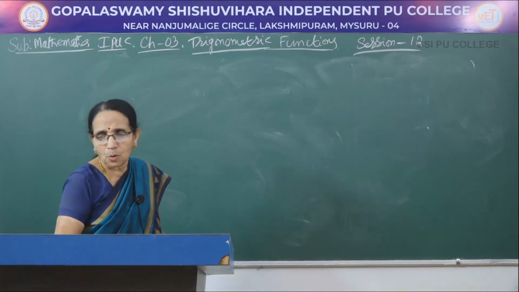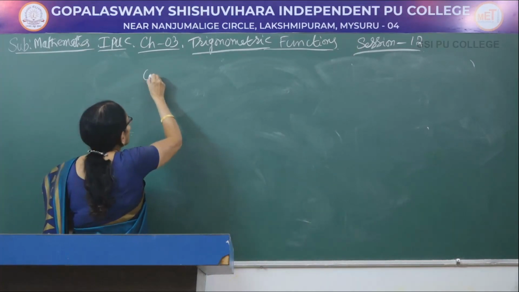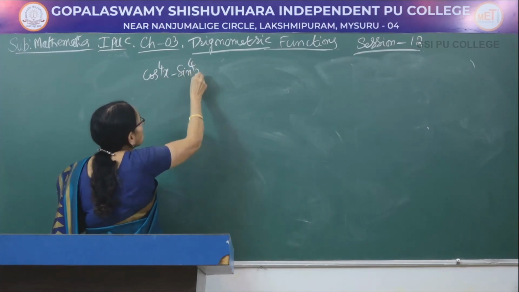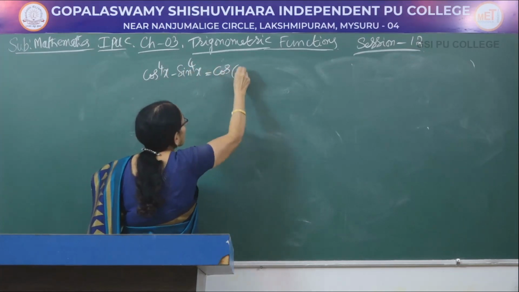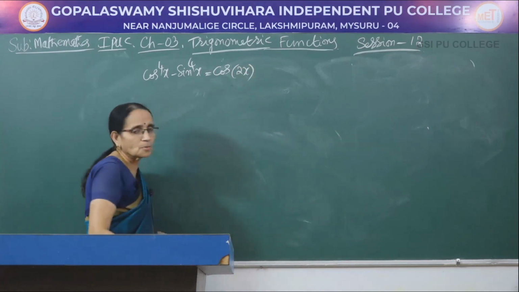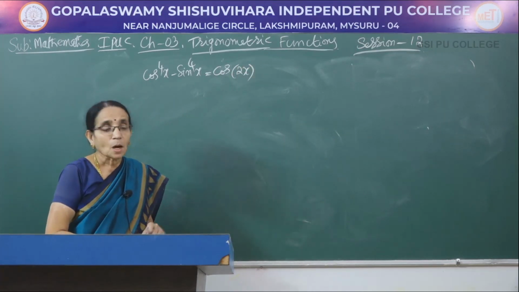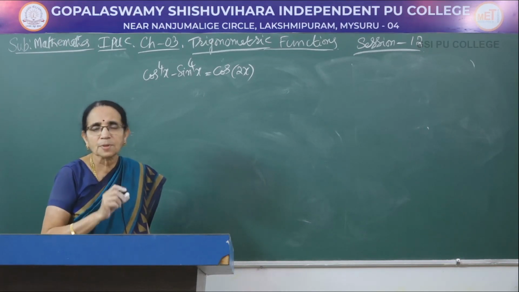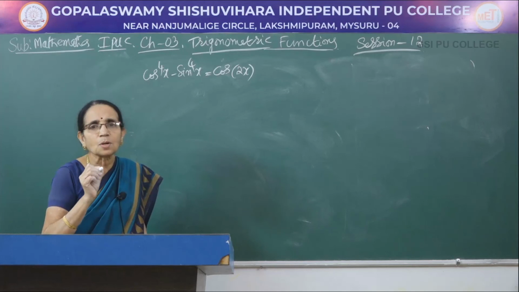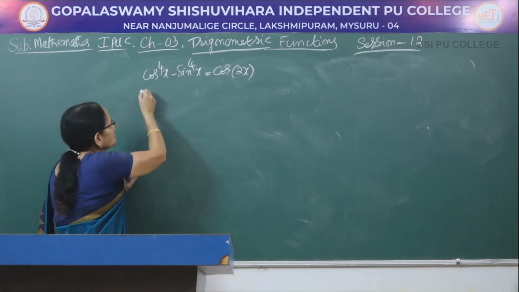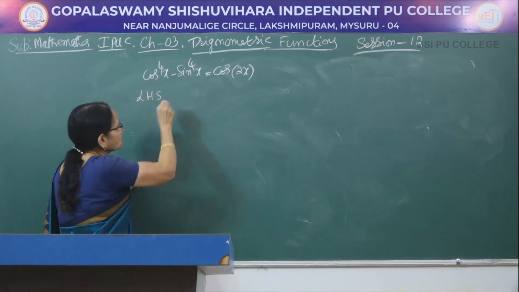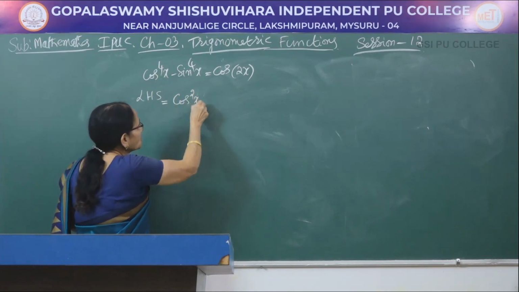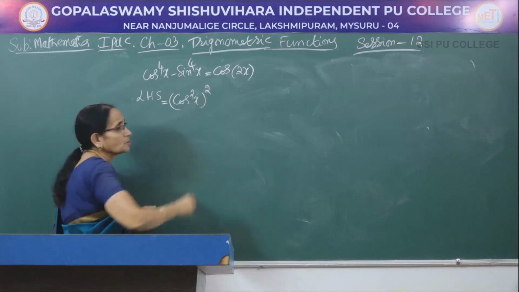Here, prove that cos to the power 4 x minus sin to the power 4 x is equal to cos of 2x. Now, here I use the knowledge of the law of the indices and our high school algebraic formula. Start with the left hand side. Here the power 4 is there. Let me write it as cos square x the whole square.